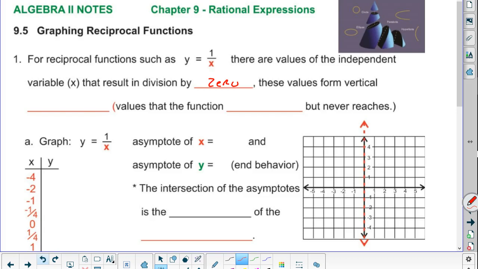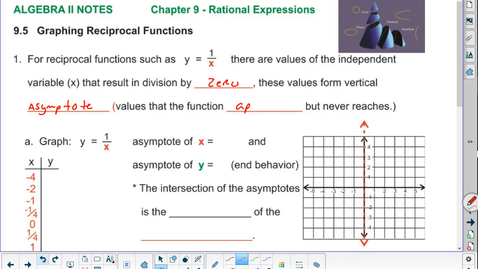All right, so reciprocal function, the values of the independent variable that result in division by 0 is an issue. And these values, whatever is going to cause you to have division by 0, form vertical asymptotes. We've had the word asymptote before, A-S-Y-M-P-T-O-T-E.